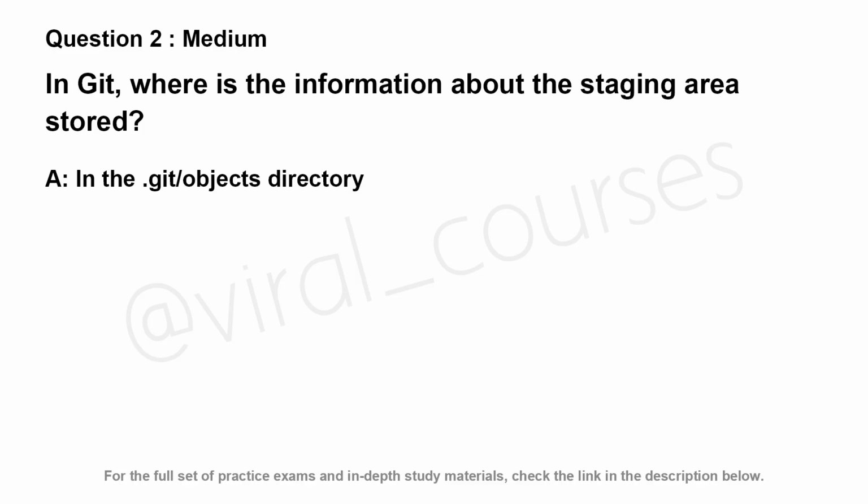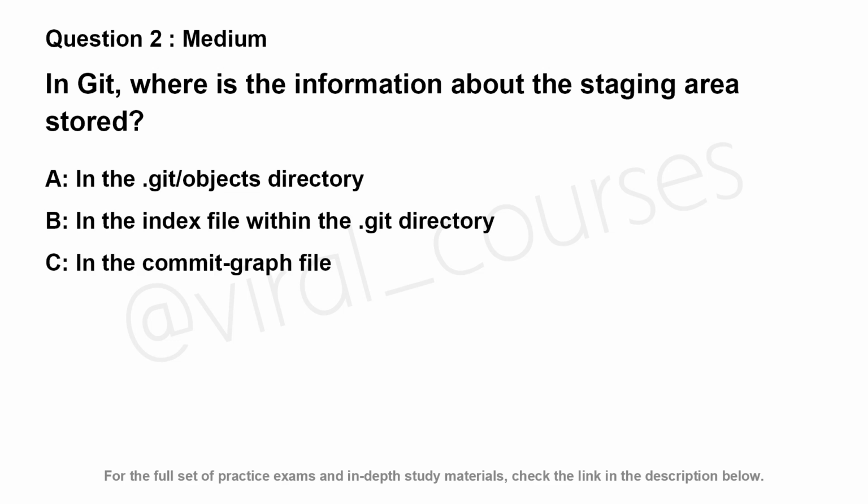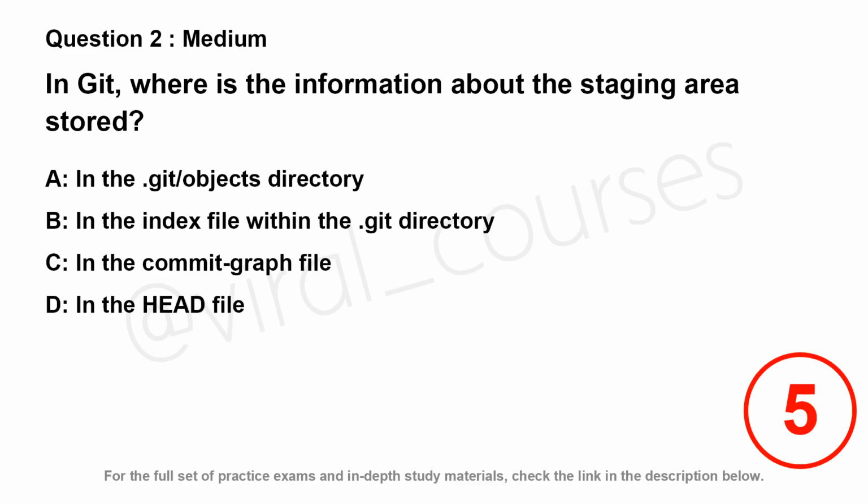In Git, where is the information about the staging area stored? Option A. In the .git objects directory. Option B. In the index file within the .git directory. Option C. In the commit graph file. Option D. In the head file.